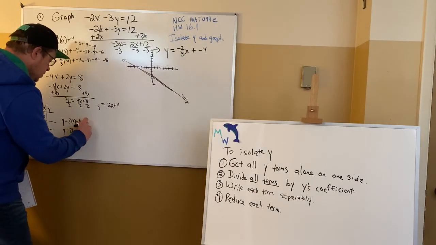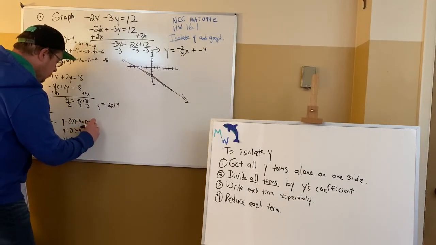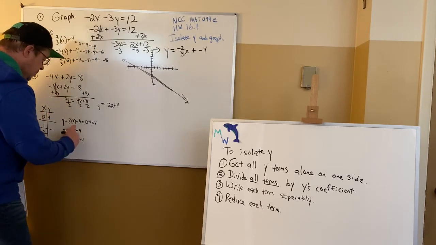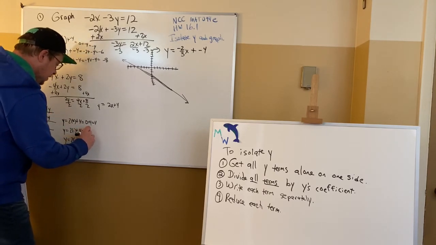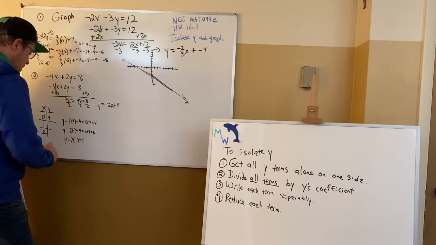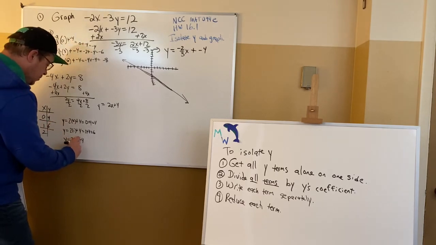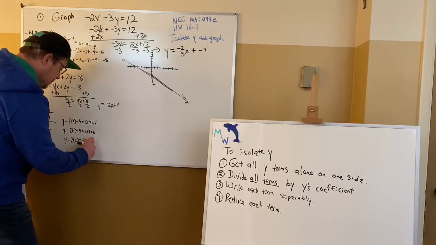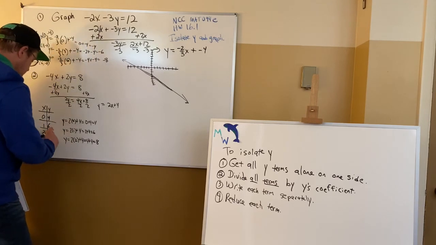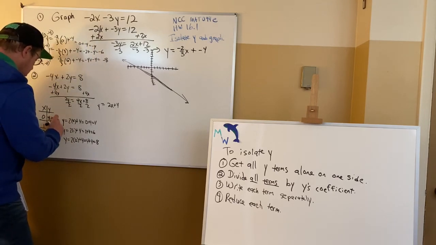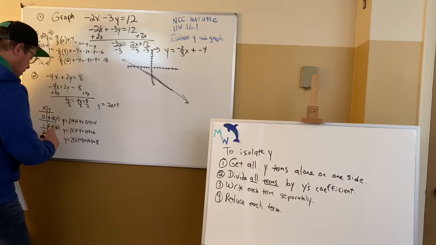0 in. 2 times 0 is 0 plus 4 for 4. 2 times 1 is 2 plus 4 for 6. And 2 times 2 is 4 plus 4 for 8. So we have 0, 4. We have 1, 6. And we have 2, 8.